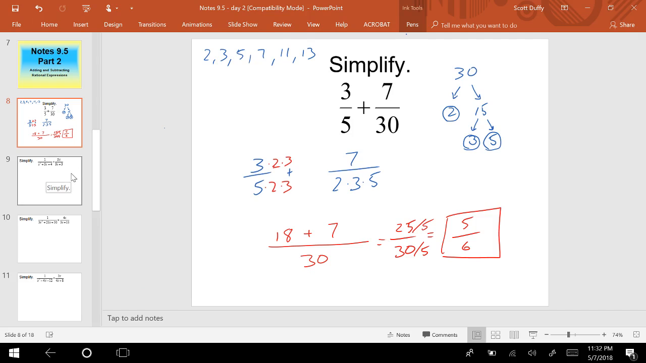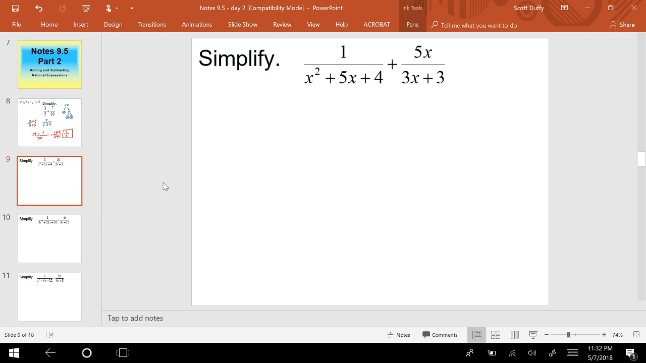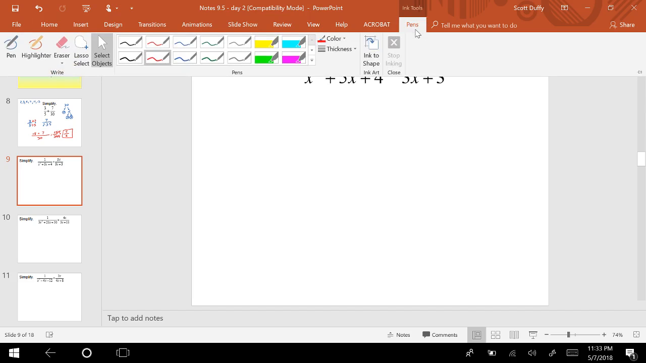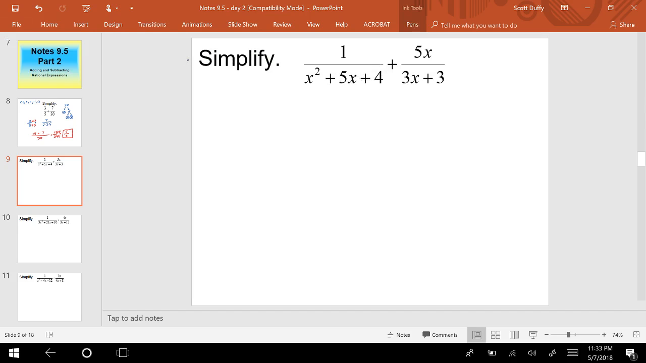Now we're going to take that same principle of factoring and apply it to algebraic expressions. Here we go. First thing I want to do is factor this first denominator. So I look at 1 over x squared plus 5x plus 4, and I'm going to rewrite that in factored form. What we can see is that two numbers that multiply to 4 and add to 5 would be x plus 1 and x plus 4.